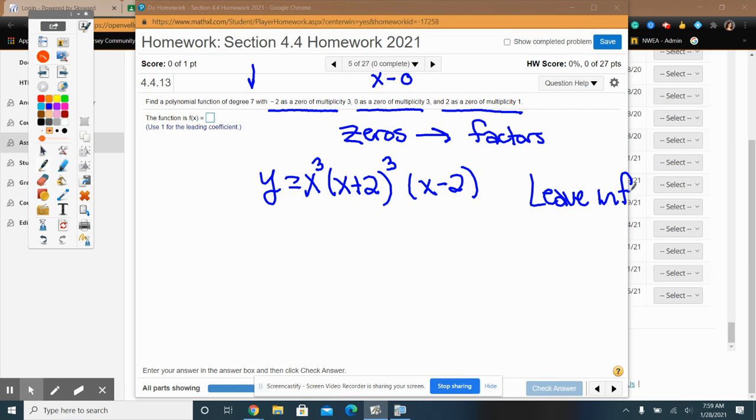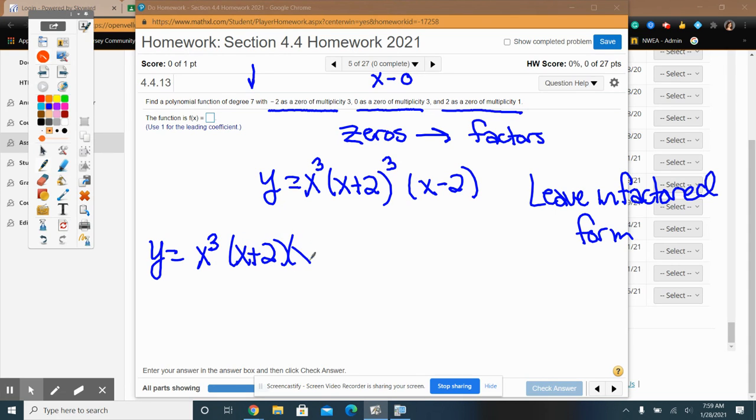You're going to miss this one. I mean, you don't have to. If you're obsessed with 100%, I'll show you what to do. But it will say your answer is correct, it is in the wrong form. You can leave it like this, because what you're going to have to do if you want the correct answer is take that x plus 2 and expand it.